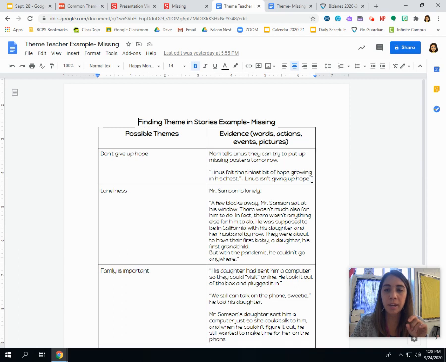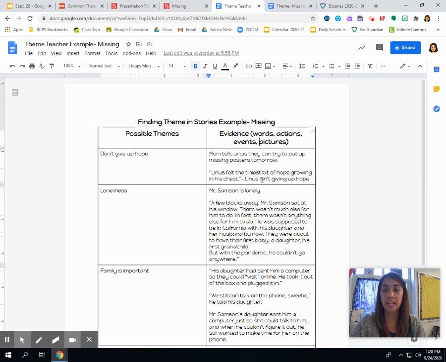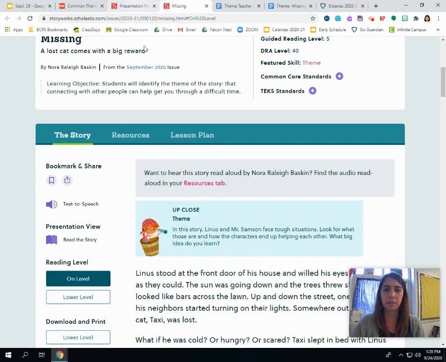Now, I explained my thinking and then I used a quote. I said that Mom tells Linus they can try to put up missing posters tomorrow, and Linus felt the tiniest bit of hope growing in his chest. Linus isn't giving up hope. So that tells me that this could be a possible theme right here. Don't give up hope. All right, let's keep going and reading more.